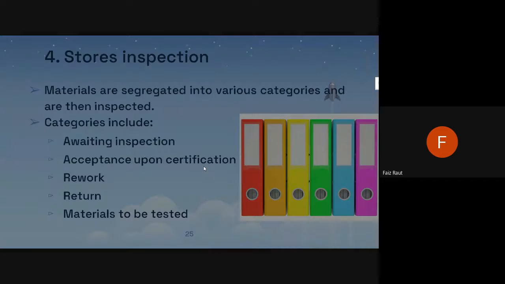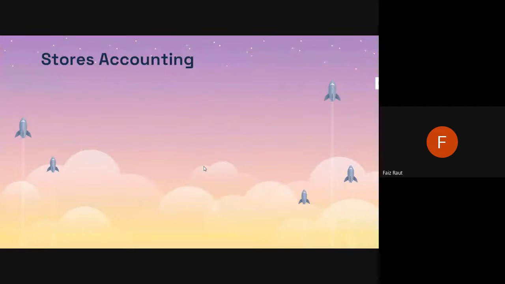Then the next is accounting. In accounting we keep track of the material accounted. The physical material should be equal to the list of items which we have in our stores. So many products are there in our store.